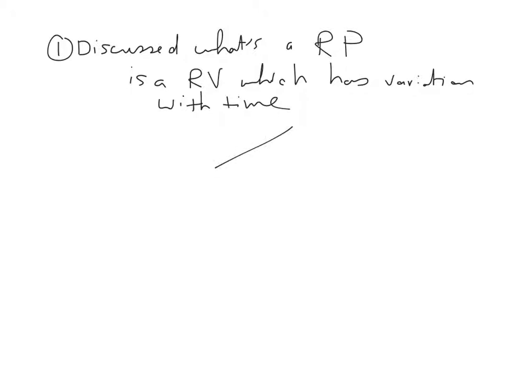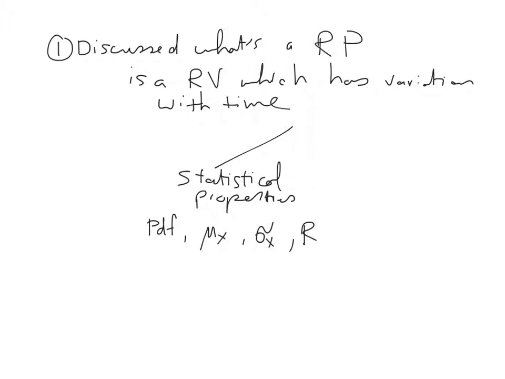It has statistical properties, which are described by probability density function. So the distribution, the mean, mu of x, the variance, sigma of x, the autocorrelation function, Rx of tau, and so on. All of these are statistical properties of the random process. And it has time properties. Why does it have time properties? Because it's a function of time.